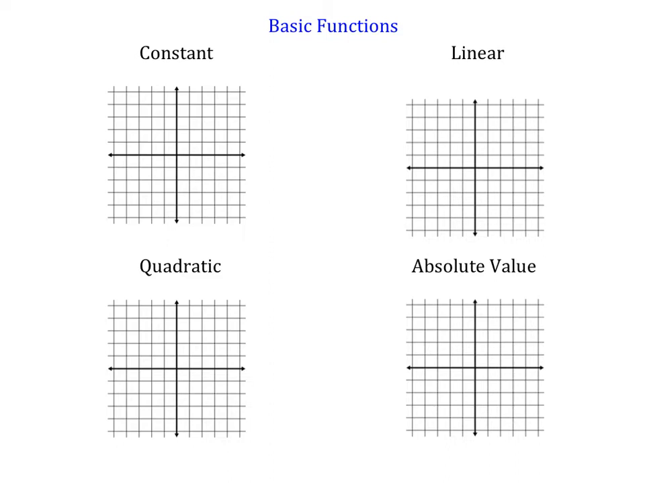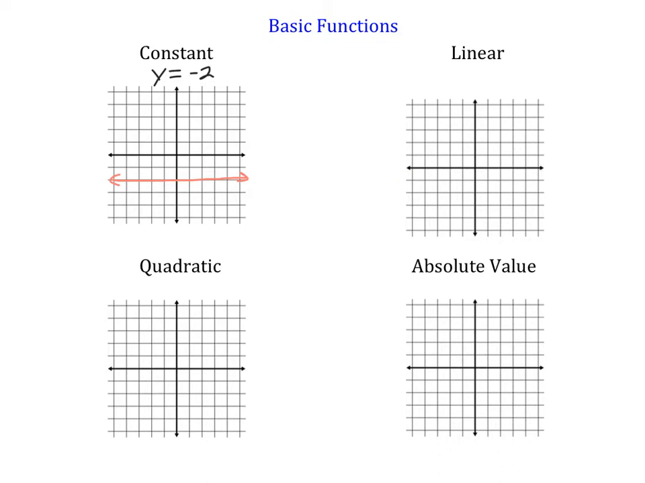So I want to do just a quick review of some basic functions that we'll be working with today, just so you can see what they look like. The first one would be a constant function. A constant function looks something like this. So it would be like y equals -2. A constant function is essentially just a horizontal line at your given y value. So this is what a constant function looks like.